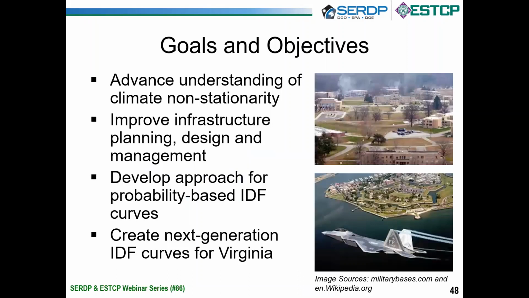So the research goals include advancing understanding of climate non-stationarity, and also improving infrastructure planning, design, and management. For this particular research project, we wanted to develop an approach for creating probability-based ADF curves, and also use this approach to create next generation ADF curves for entire Virginia.